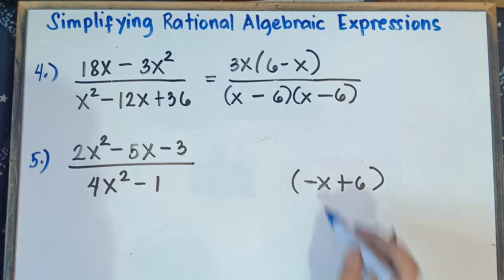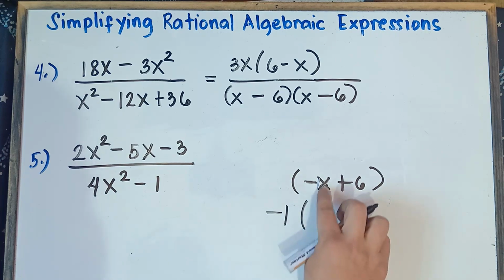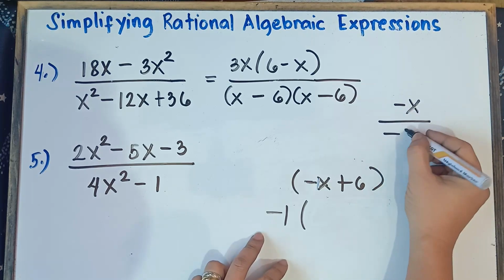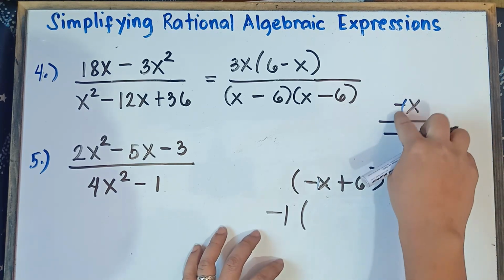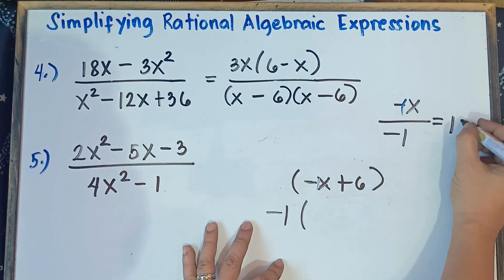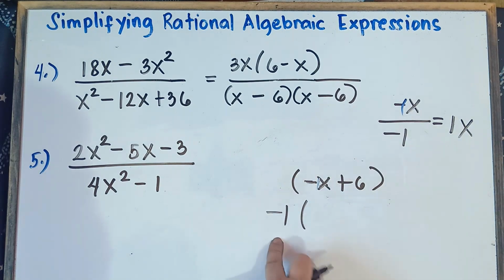Once again, class, understood that there's 1 here. So we can factor this out by negative 1 and then simply divide this one. Negative x divided by negative 1. Negative 1 divided by negative 1 would be positive 1. Simply copy x.